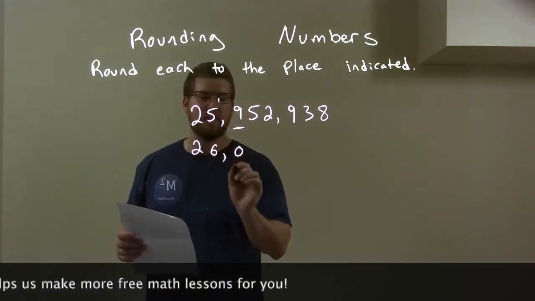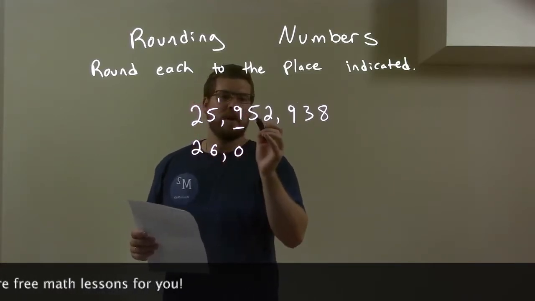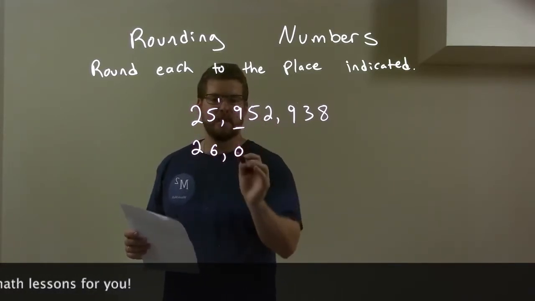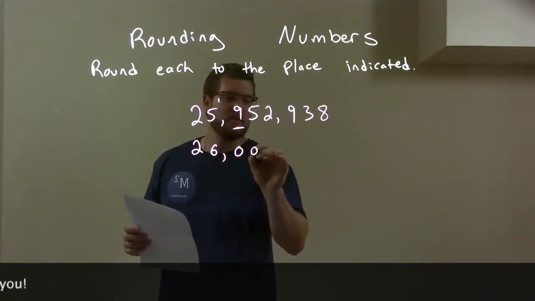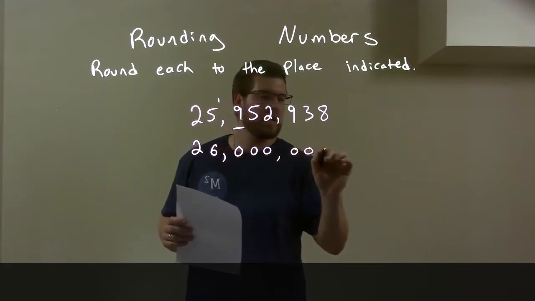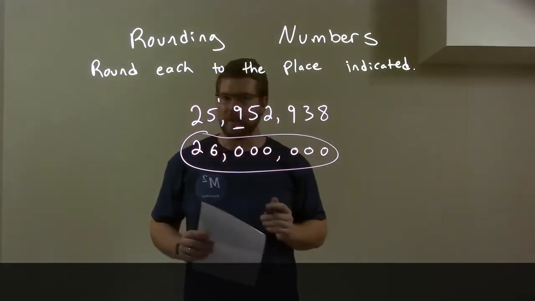The 2 comes down. And then once we've done that, so we have 259 has been rounded up, the 9 to a 10, so the 0, 1 up there, add up the 5 as a 6, we have zeros the rest of the way, and there we have our final answer of 26 million.